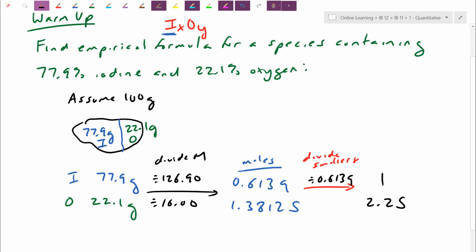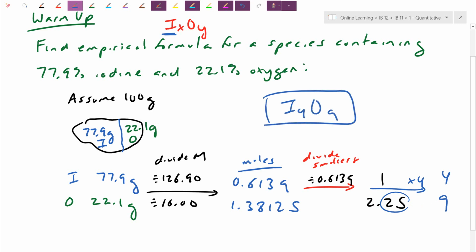Again, remember you make a judgment call here. In math class, 2.25 to 2, that's not that much rounding. But in this empirical formula stuff, I don't want to do crazy rounding for one element in case it skews the ratio. I noticed this one here to be 1/4. What if I just scaled everything up by 4? I made the I 4, 2.25 times 4 is actually 9. So we actually get I4O9. That's now a simplified ratio. That's the empirical formula that we need.